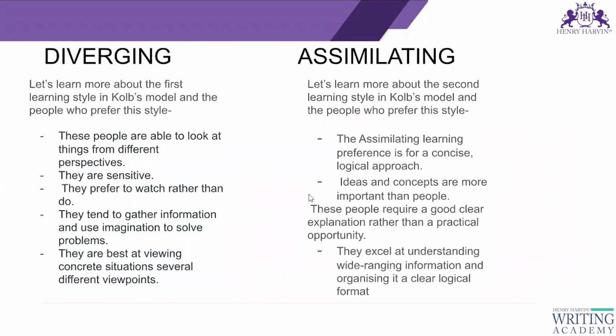Now let's understand diverging, assimilating, converging, and accommodating. The first learning style included in Kolb's model, and the people who prefer these styles: those who are able to look at things from different perspectives. They are sensitive. They prefer to watch rather than do. They tend to gather information and use imagination to solve problems. They are the best at viewing concrete situations from several different viewpoints.